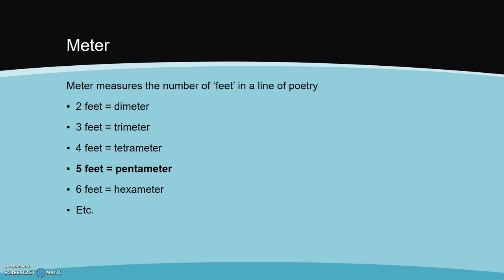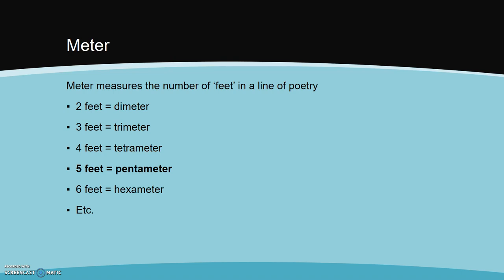When we have determined what rhythm the poem is in, we can count the number of feet, the number of rhythms in a line of poetry. And that's the meter. So the meter measures the number of feet in a line of poetry. If I have two rhythms in a line of poetry, it's called the dimeter. If I have 3 feet or 3 rhythms, it is called a trimeter. If I have 4 feet, it's called a tetrameter. If I have got 5 feet in a line of poetry, it's called pentameter.